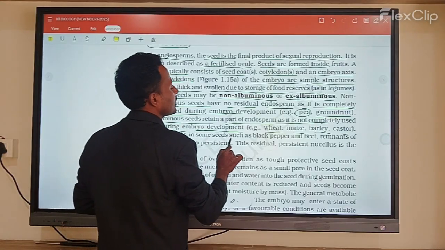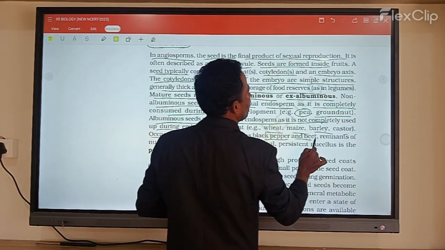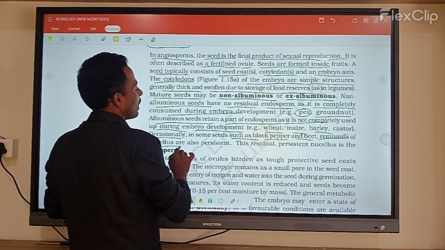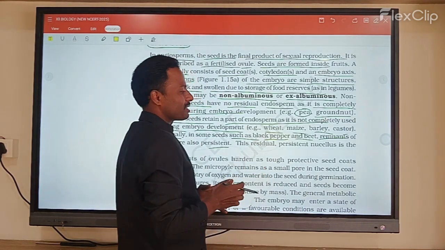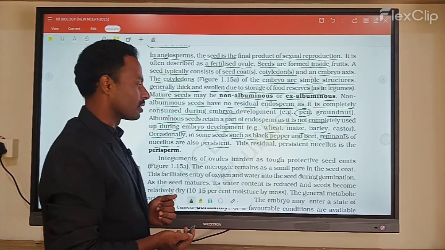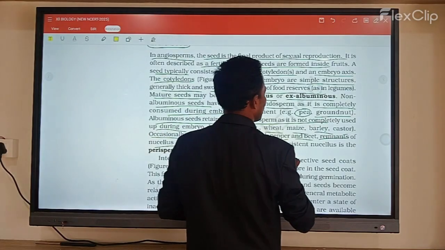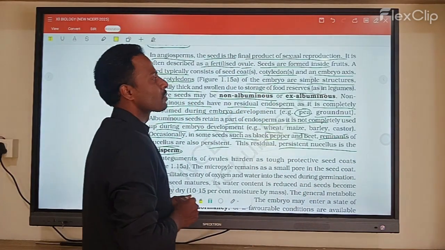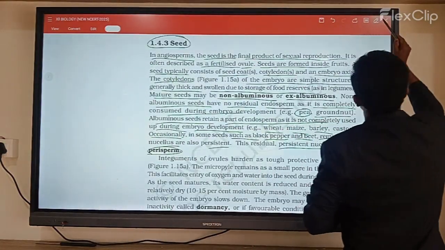Occasionally, in some seeds such as black pepper and beet, the remains of the nucellus are also persistent. So we can't differentiate it as in the total endosperm. So that is a persistent condition. This residual nucellus is called a perisperm. That is called as what? Perisperm. Okay.